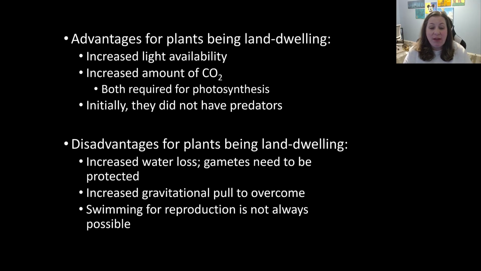But it isn't a disadvantage. We also see that swimming for reproduction is not always possible. A lot of times when we were talking about other organisms, the gamete swims, especially the sperm. It swims from point A to point B in order for fertilization to take place, in order to form that zygote, that new organism. Plants are not going to have that available, especially as they're on land. All right, so that would be considered a disadvantage.